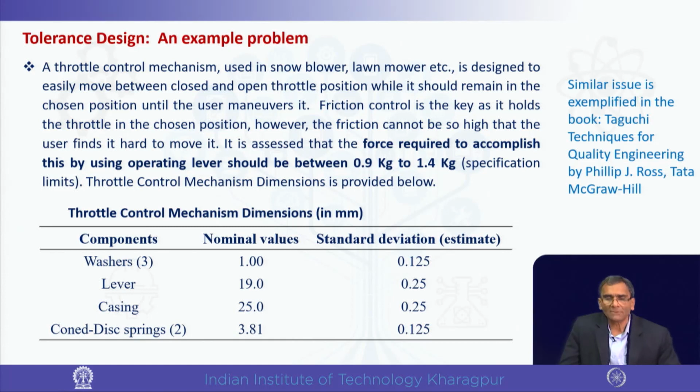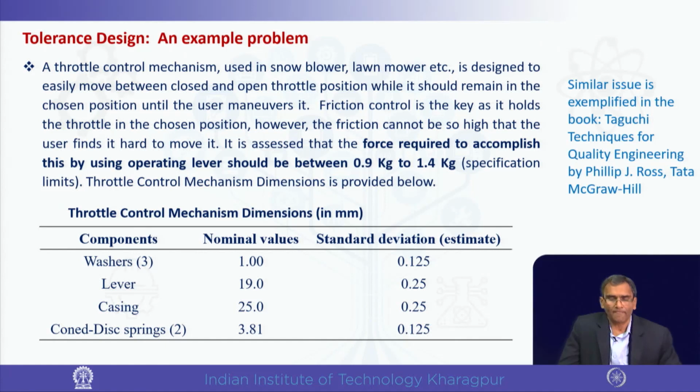So here, such a throttle control mechanism is operated by the user, and there is some force required to adjust that lever to get that particular level of throttle. Like when you press the accelerator in your car, you apply a certain lever pressure. Here also that lever pressure is applied, and according to ergonomic convenience and the best performance of the product, it is set at 0.9 kg to 1.4 kg, minimum and maximum load level, as the best. That is the specification.